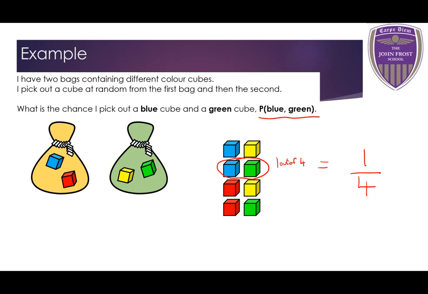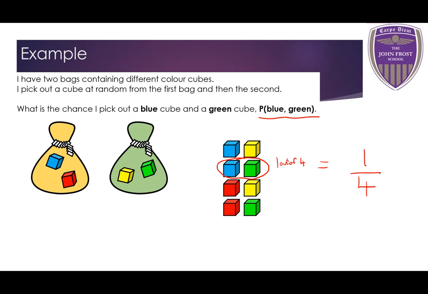Okay. But eventually, we're going to get to a point where there are going to be so many cubes or so many bags, we're not going to be able to simply write out all of the different options and literally count how many of them are going to be successful events. So we need a mathematical way of doing this. And thankfully, this is very easy to do.